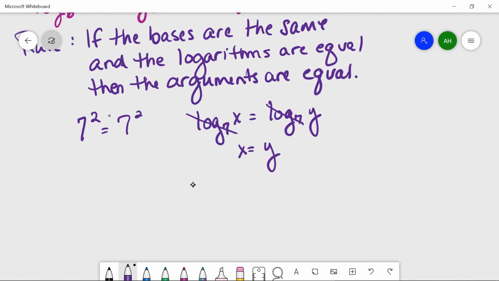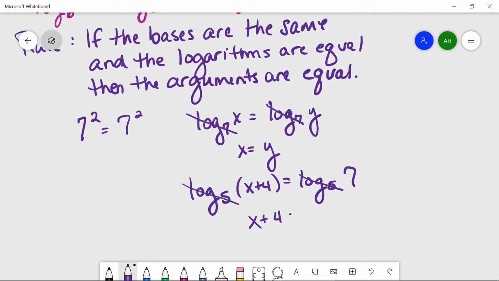So if I've got log base 5 of x plus 4 equals log base 5 of 7, I can cancel these two out and say that x plus 4 equals 7 and that x equals 3. You do want to take this 3 that I've gotten and plug it back in up here to be sure that your argument is positive. That 3 and 4 over here, 3 plus 4 equals 7.